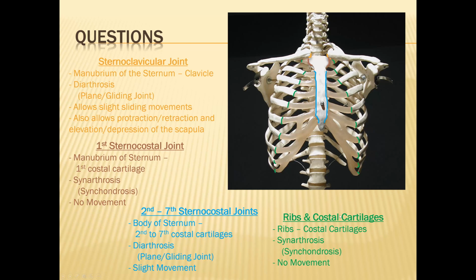And then the last joints that we can see are highlighted in green. There are several of them on both sides. These are between each rib and the costal cartilages, well, except for the false or the floating ribs. And these are synarthroses, and specifically these are also synchondroses, so between a bone and a cartilage, and no movement is allowed. And that is it for the Chapter 9 activity.